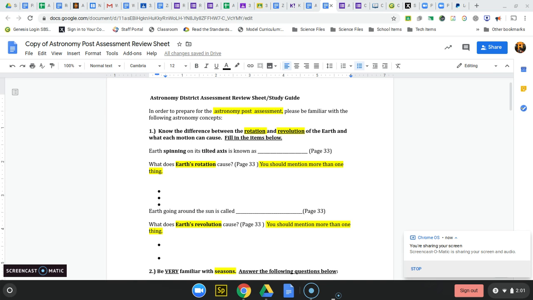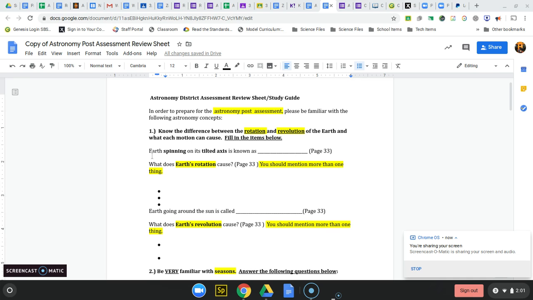So tomorrow, Tuesday, will be our astronomy post assessment. And today I figured we'd spend some time going over the study guide, which hopefully you have mostly done. So number one is talking about rotation and revolution, which are the two motions of the Earth.